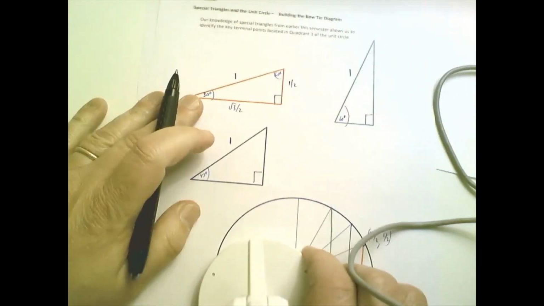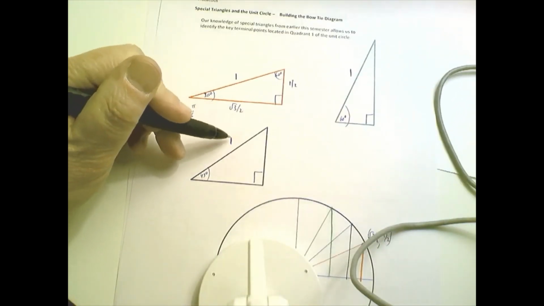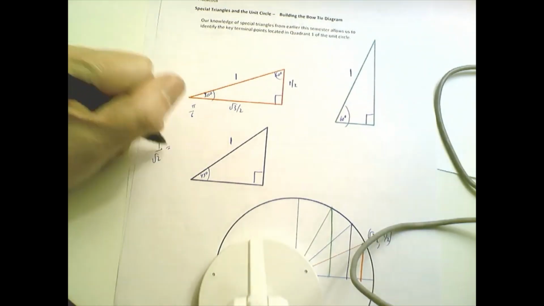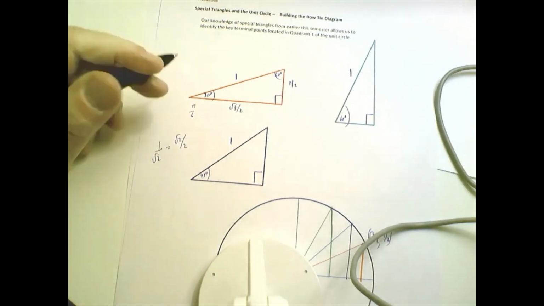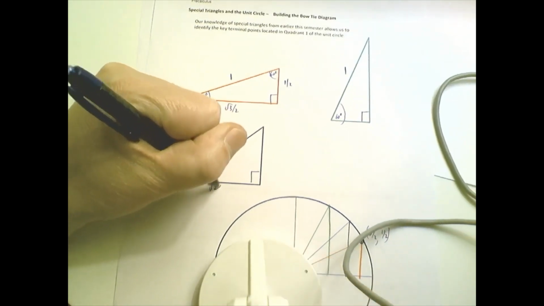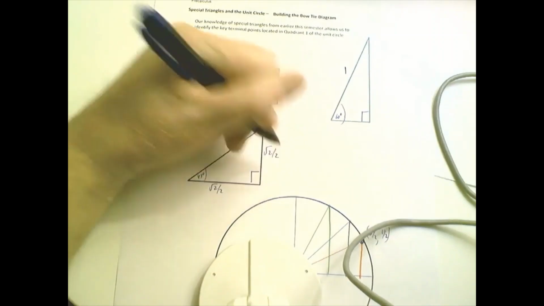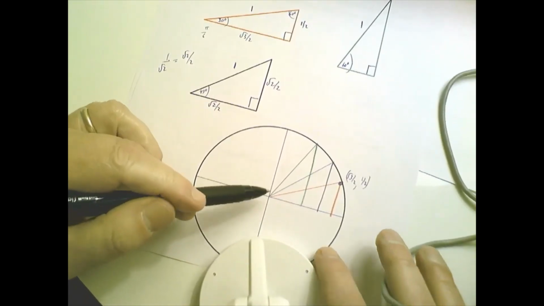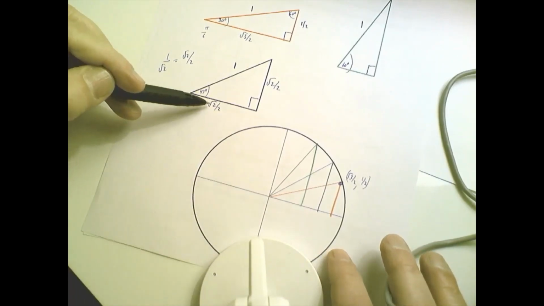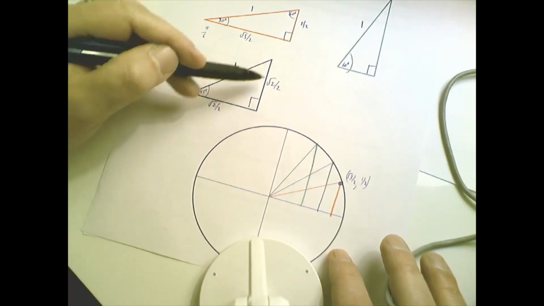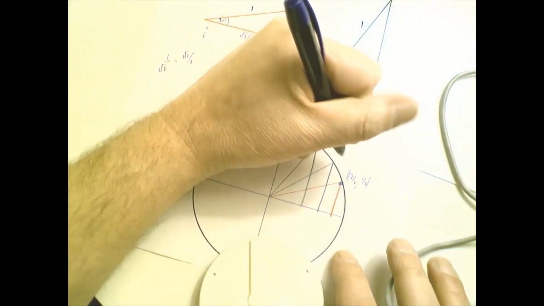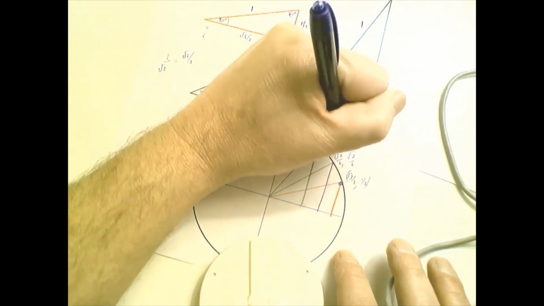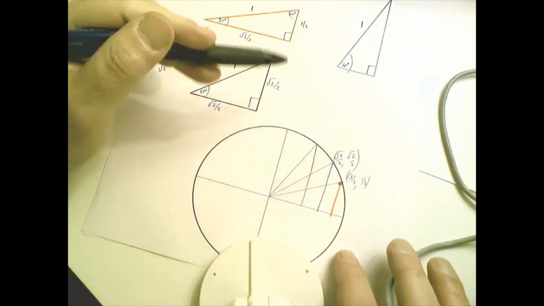In a 45, 45, 90 triangle, what do we do? Hypotenuse divided by square root of 2: 1 over the square root of 2, aka the square root of 2 over 2. That's true for both of the legs of this right triangle. So, in a 45, 45, 90 triangle, if I'm sitting at the origin, I go to the right square root of 2 over 2, I go up square root of 2 over 2. Where do I wind up? At the point square root of 2 over 2, square root of 2 over 2.